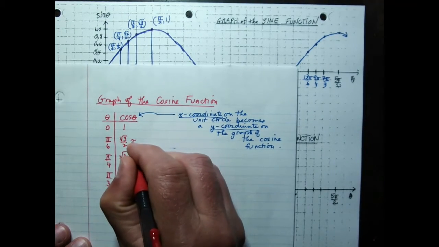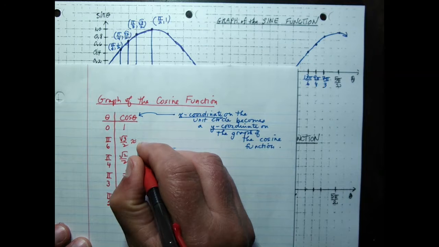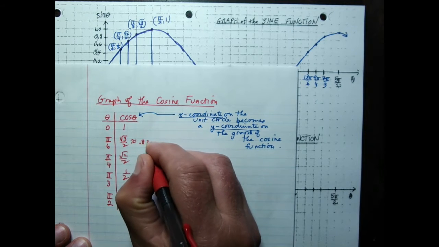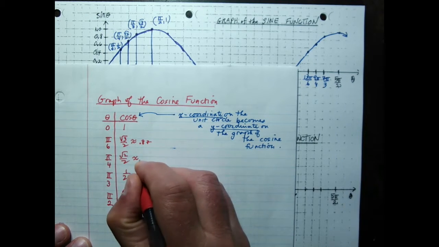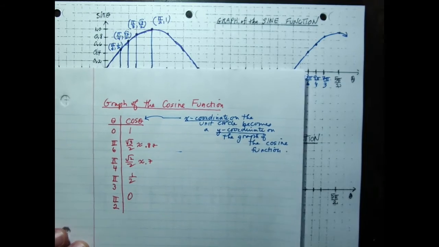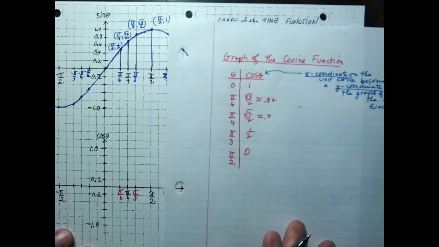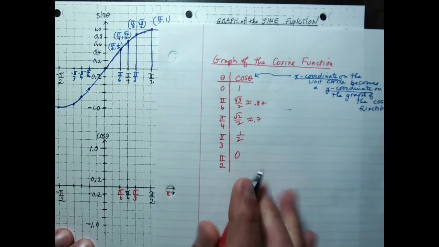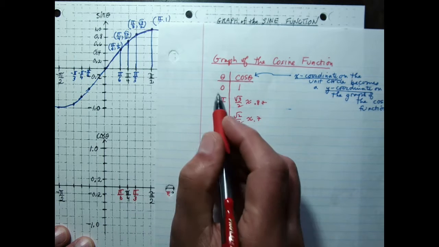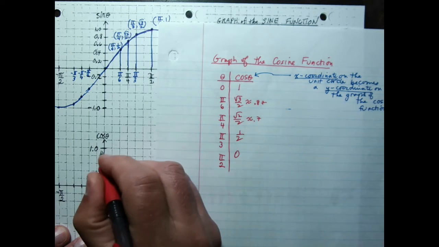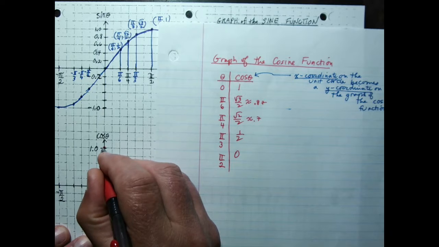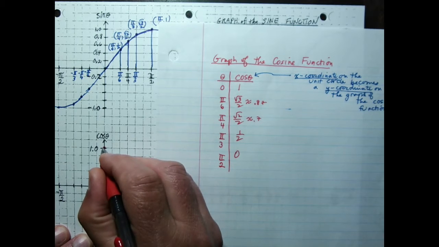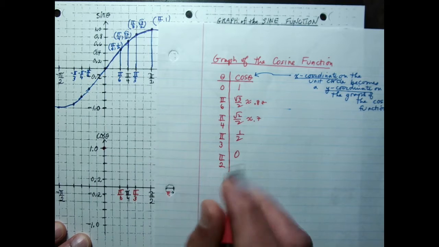Square root of 3 over 2, remember that was about 0.87, right? Square root of 2 over 2 was about 0.7 for plotting purposes. So again, we have values related to sine, but something's going to be different here. For instance, at 0, we have the point 0,1. We start out at a vertical axis intercept point 1 unit up for cosine.